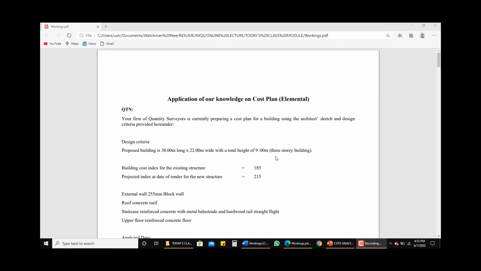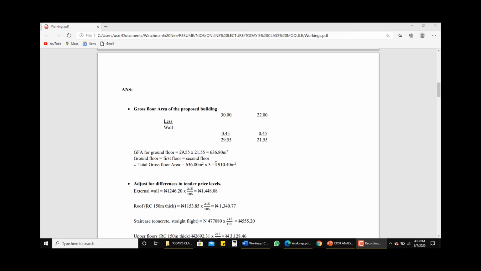If you look here, you will discover that the total height of the proposed building is 9 meter, which is 3 stories. So we have 3 floors: the ground floor, the first floor, and the second floor. If our gross floor area for the ground floor is 636.80 square meter, and the ground floor is equal to the first floor and the second floor, then the total gross floor area will be 636.80 square meter multiplied by 3, which gives us a total of 1010.40 square meter as our total gross floor area for the proposed building.